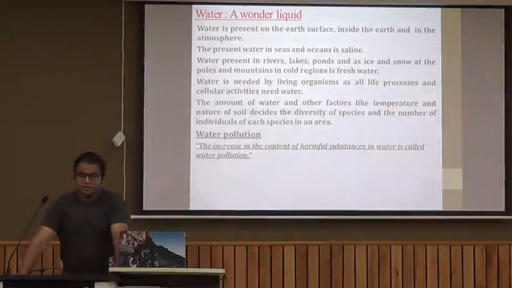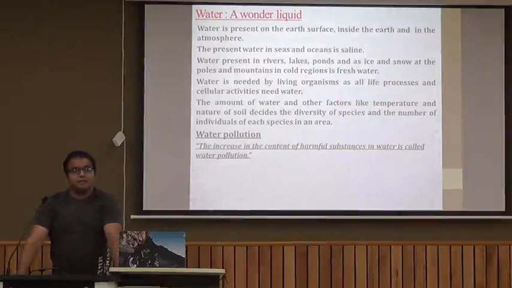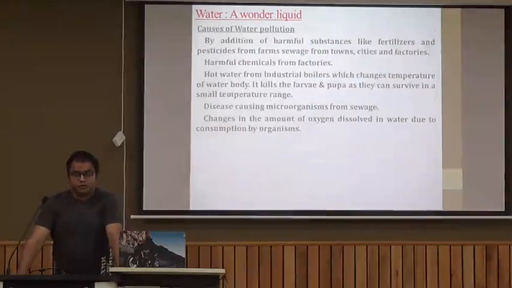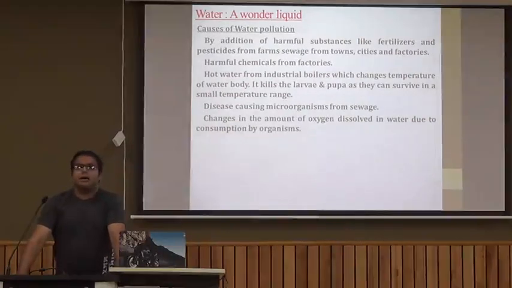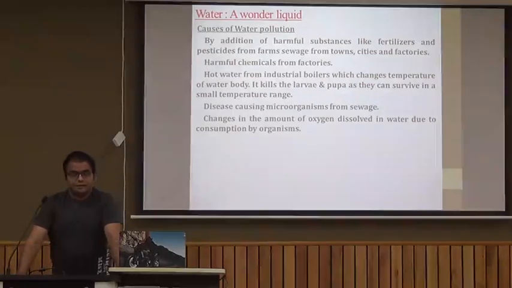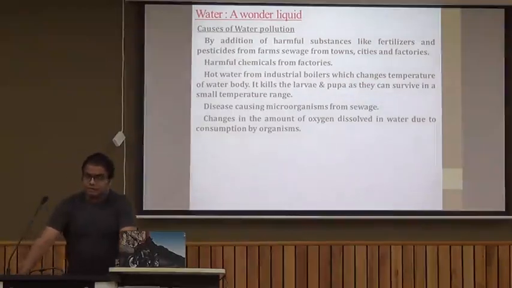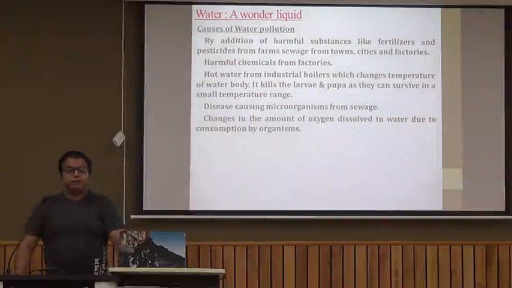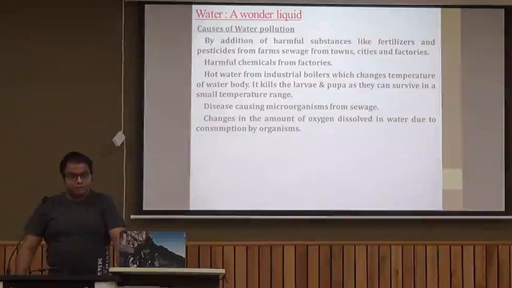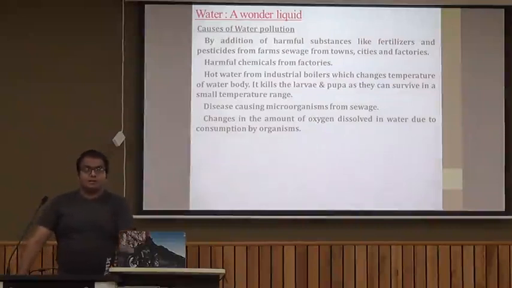Water pollution. The increase in content of harmful substances in water is called water pollution. Now what are the various causes? Some causes are made by us, some are agricultural, some are industrial, a lot of sources, but the ultimate result they give is water pollution, which is harmful for us. Like the first one, by addition of harmful substances like fertilizer and pesticide from farms, sewage from towns, cities, factories, harmful chemicals from factories, hot water from industrial boilers.